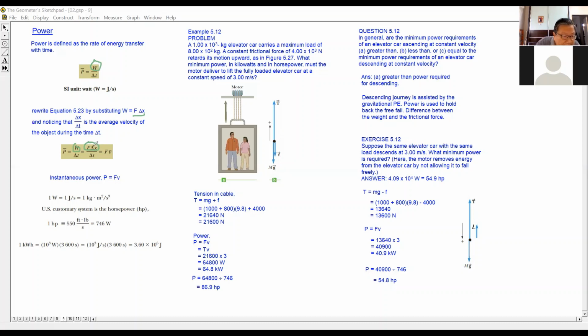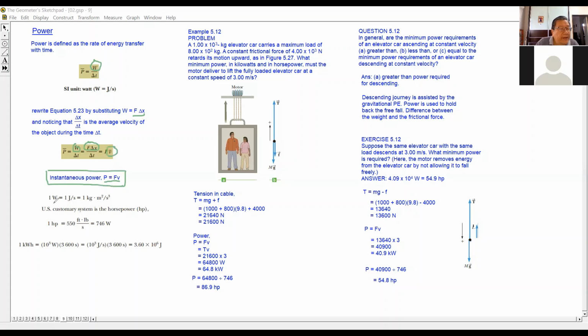But if you look at this delta X over delta T, it is the distance moved divided by the time, and that is the average velocity. So we have another formula for the power. Power is the force multiplied with the velocity. We have two formulas. The first one is work divided by time. The second one is the force multiplied with the velocity.